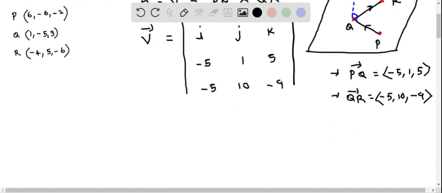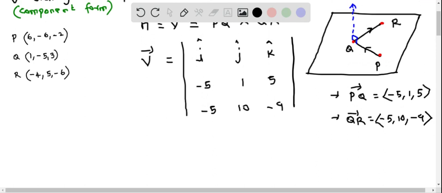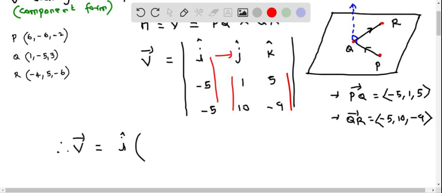Let's evaluate the determinant. I'm going to expand along the first row. So I write down here v vector is equal to i vector times, I have to hide this column as well as this row. So when I do that, I get this 2 by 2 determinant. So this is equal to -9 times 1 and then minus 5 times 10. So it is equal to -9 minus 50.